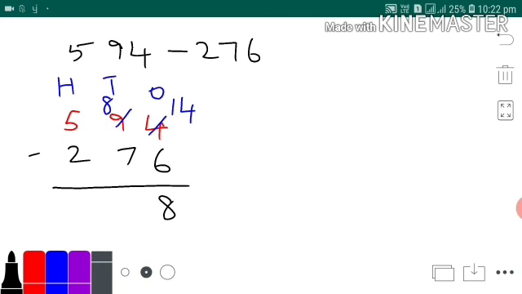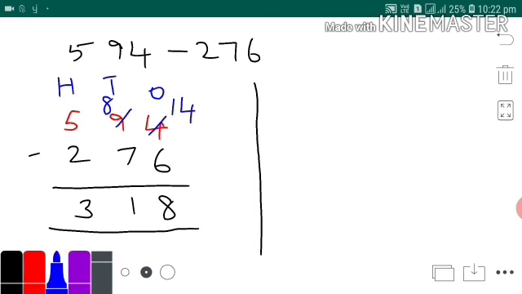And what is 8 minus 7? It is 1. And what is 5 minus 2? 3. So now we have finished our subtraction. Now we have to check whether our subtraction is right or wrong, whether our difference is right or wrong. So what you have to do is add these two numbers, that is the difference and the smaller number. If you add these two, you should get the bigger number.